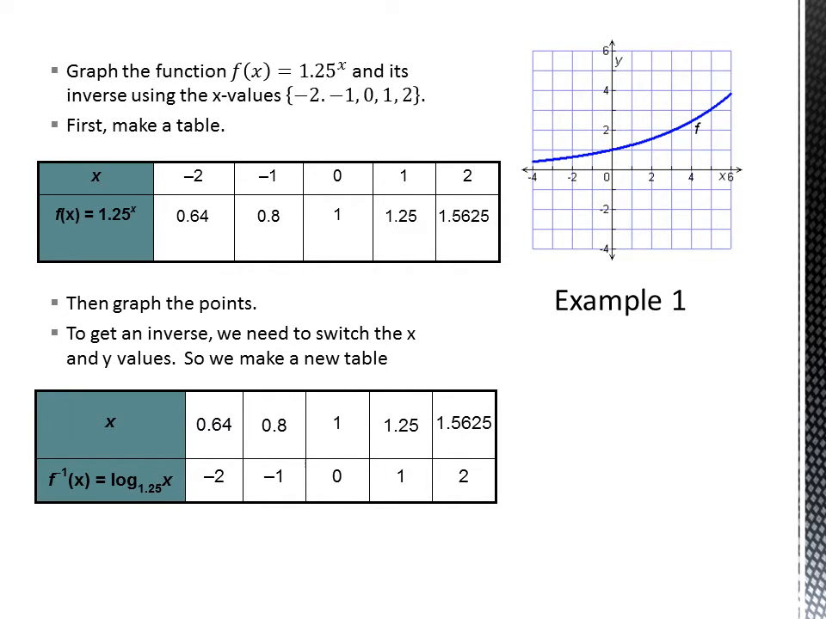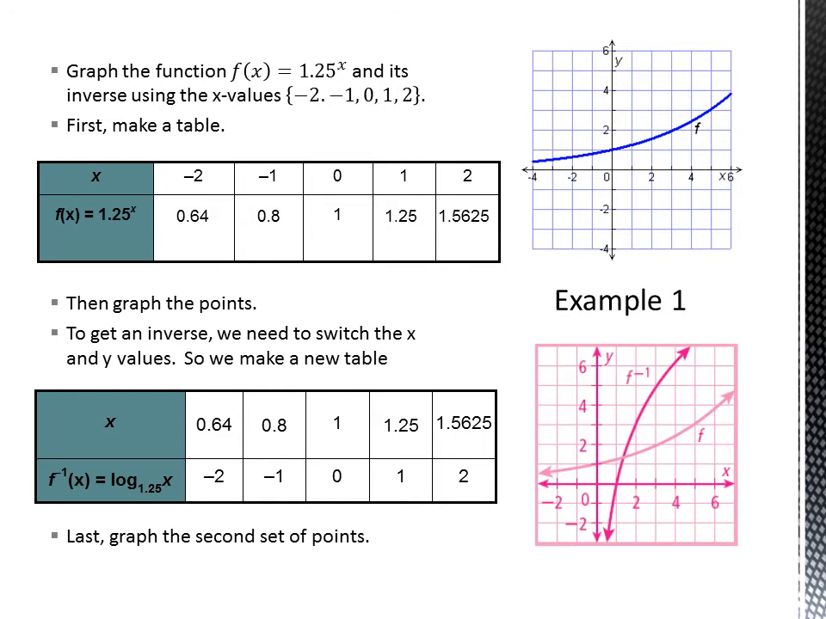To get an inverse, you just switch the x and the y values. So we put the x on the top, which is what was the y values from the previous one, and we put the x values from the previous one on the bottom as our f of x. Now we can do the exact same thing and plot these, except now 0.64 has the y value -2. The 0.8 has a y value of -1. If we graph all of these, we can see the inverse graphed on the same set of axes. Notice that f is the original and f to the -1 is the inverse. Both graphs are graphed on the same set.